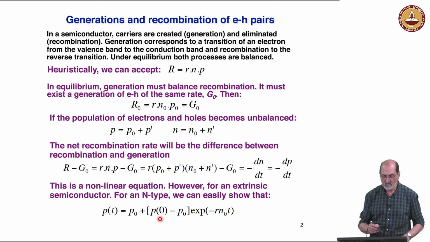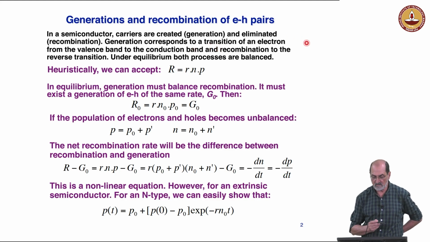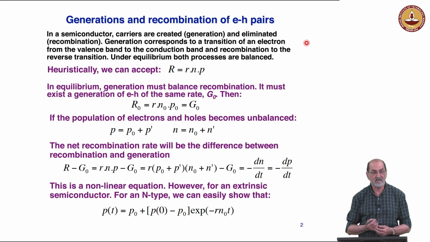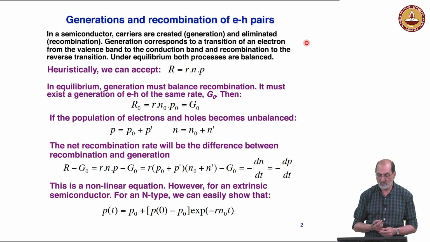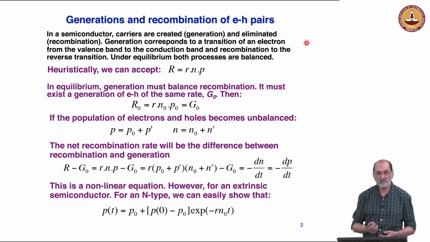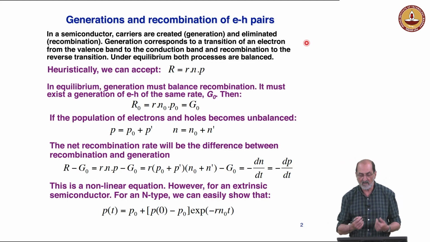So semiconductor carriers are created. Here it is typically said that they are generated, and they are eliminated by recombination. Generation corresponds to the transition of an electron from the valence band to the conduction band, and recombination is the reverse transition. Well, under equilibrium, both processes have to be balanced. The number of electron holes I'm creating has to be the same as the number that are recombined.